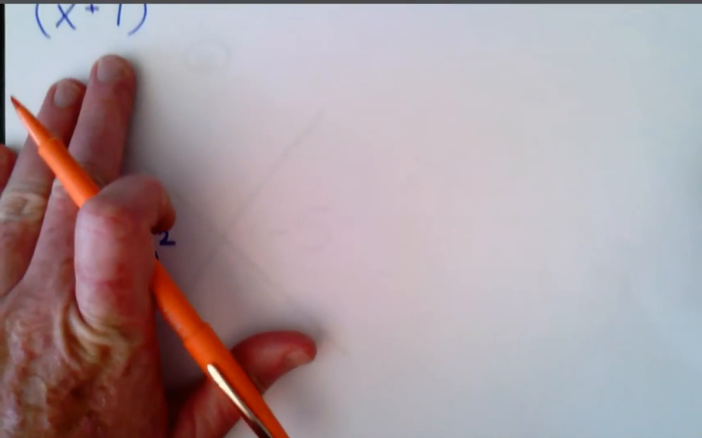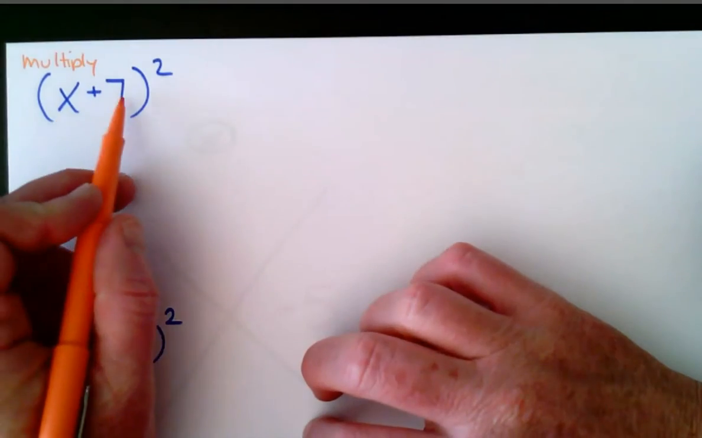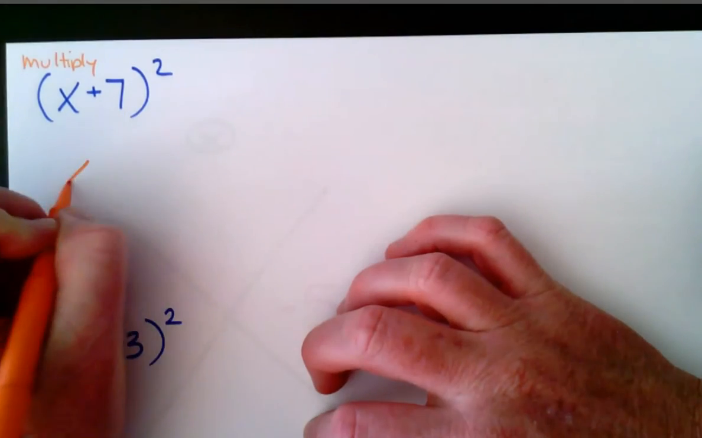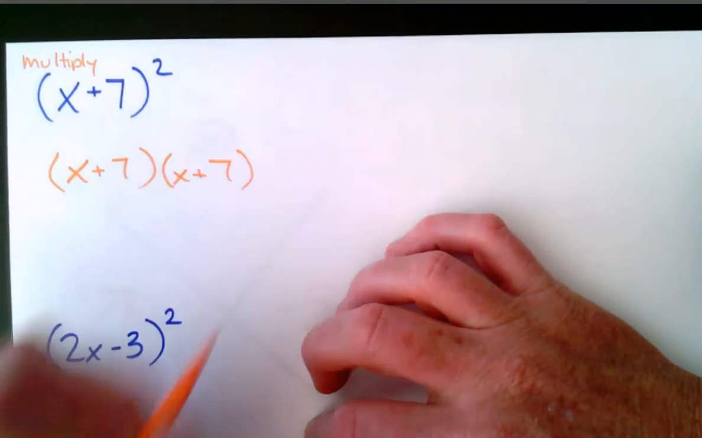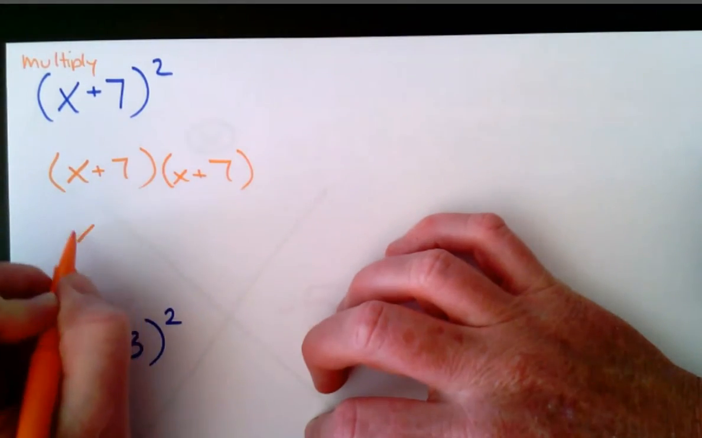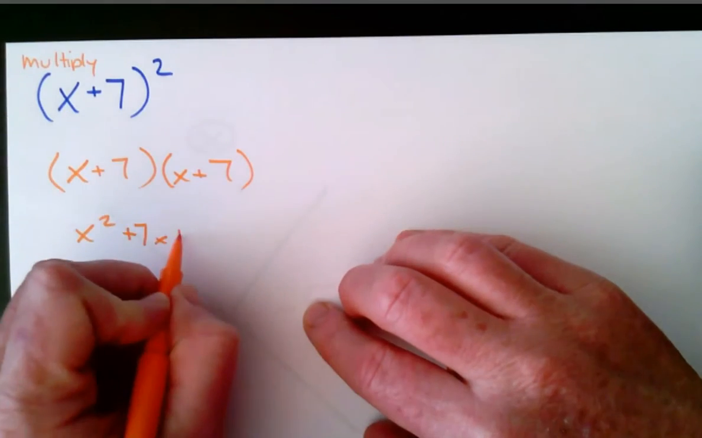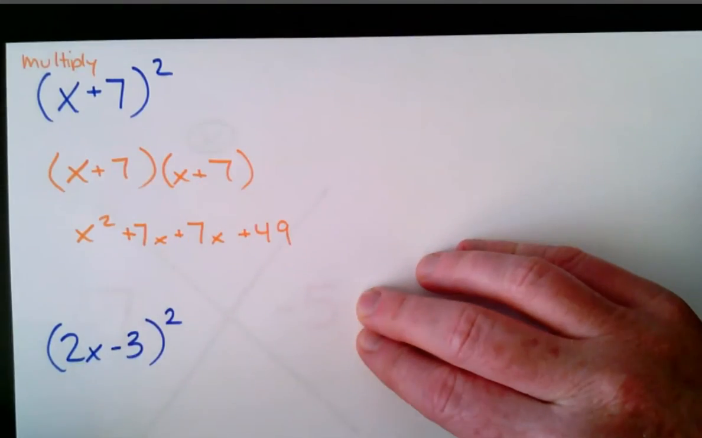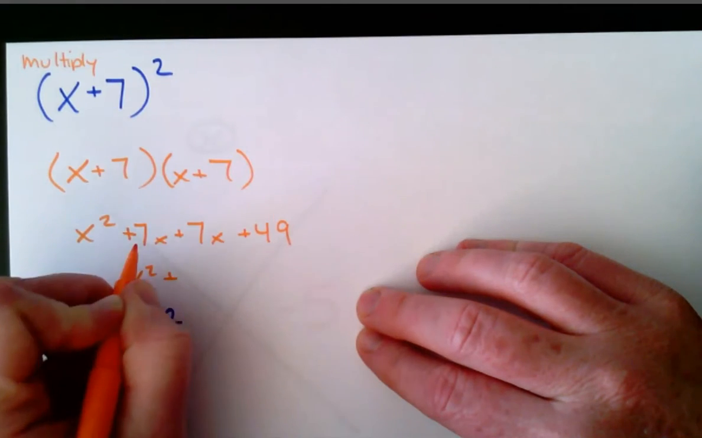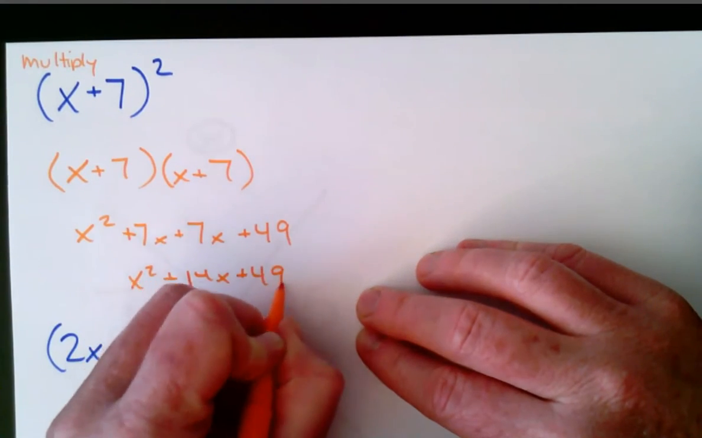All right, let's take a look at this one. This caused us a lot of trouble earlier this year. X plus 7 squared. Well, that's x plus 7 times x plus 7. Firsts, outers, inners, lasts. So I have x squared plus 14x plus 49.